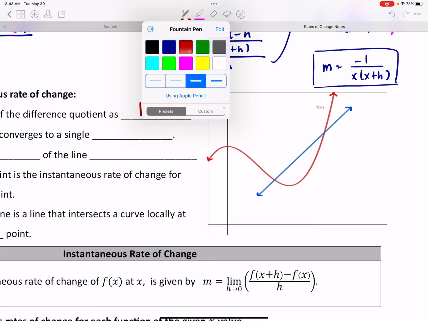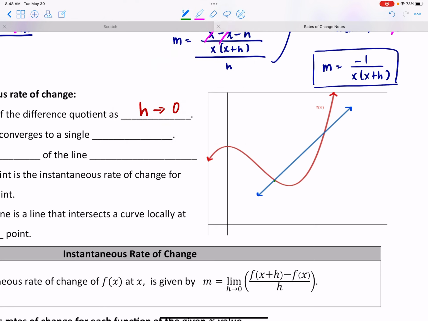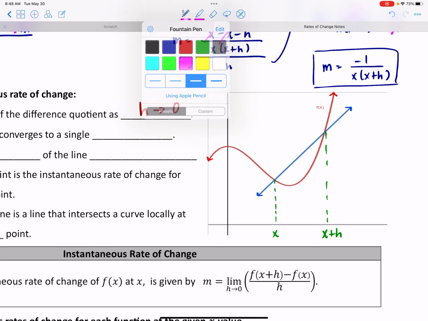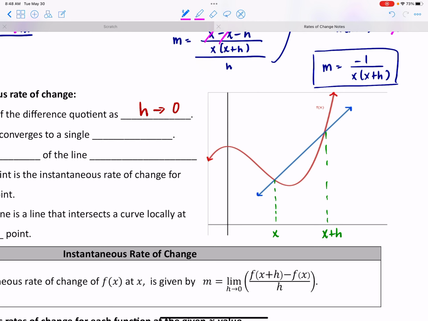Okay, so same situation again. We're starting at some x value, and we're ending at that x value but h units away. So some distance h, this distance in here, is going to be h. What's going to happen as the distance between those 2 points gets closer and closer together, as the distance between them gets smaller and smaller and smaller?